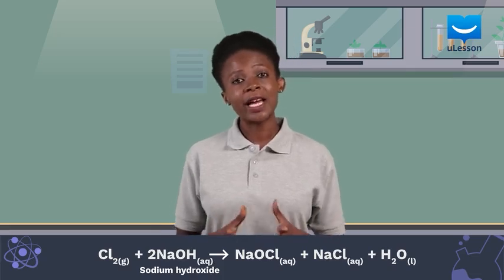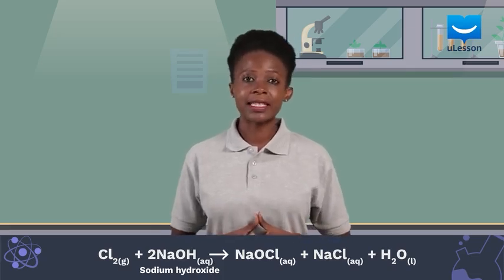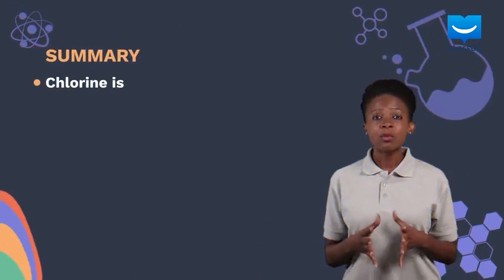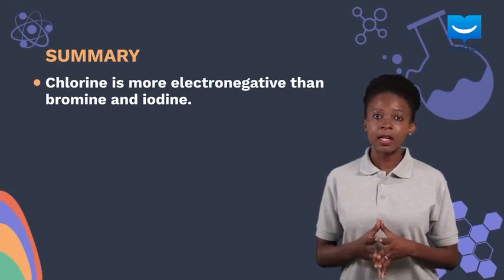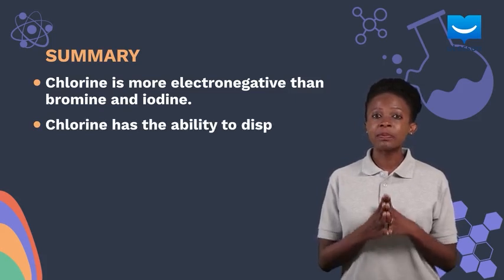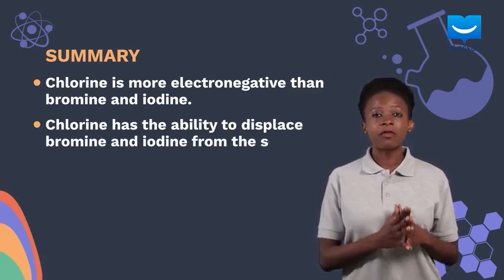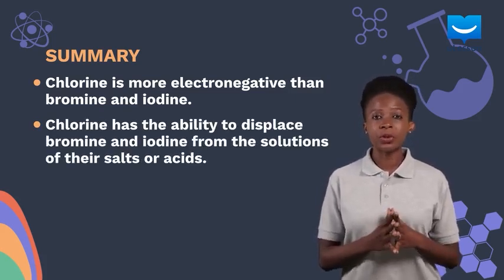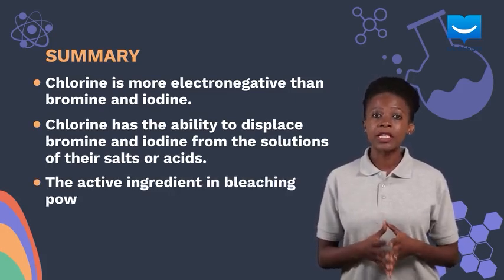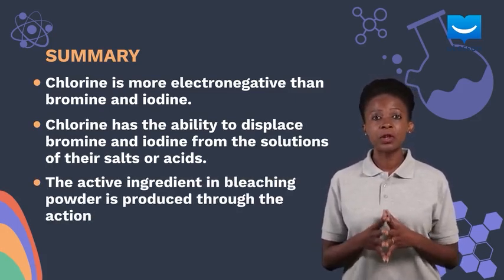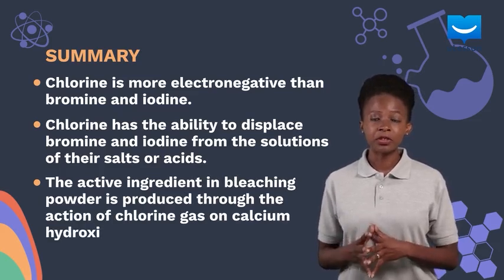Let's summarize what we have learned so far to conclude this lesson. Chlorine is more electronegative than bromine and iodine. Chlorine has the ability to displace bromine and iodine from the solutions of their salts or acids. The active ingredient in bleaching powder is produced through the action of chlorine gas on calcium hydroxide.